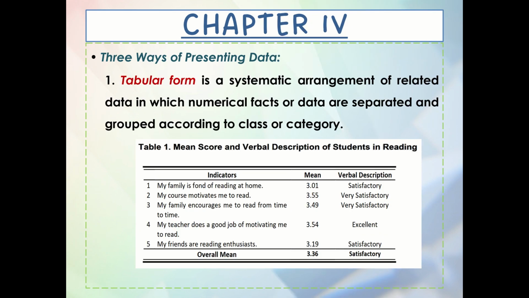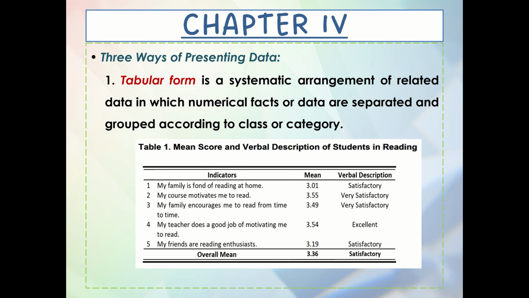Okay, so there are three ways of presenting data. Again, in your presentation of data, there are three ways. So first is in tabular form. So tabular form is a systematic arrangement of related data in which numerical facts or data are separated and grouped according to class or category. So most of the time, ito yung makikita nyo sa mga chapter 4 ng mga research studies.